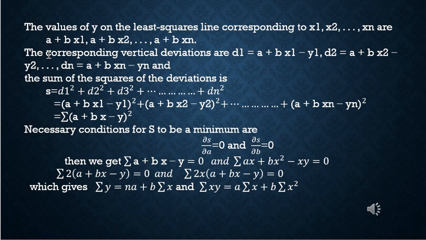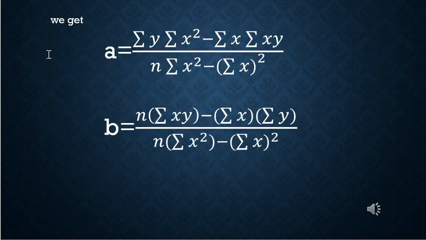Thereby, on solving that, we will get Σy = na + bΣx, and Σxy = aΣx + bΣx². On solving these equations, we will get the a value and b value. These two are very important.